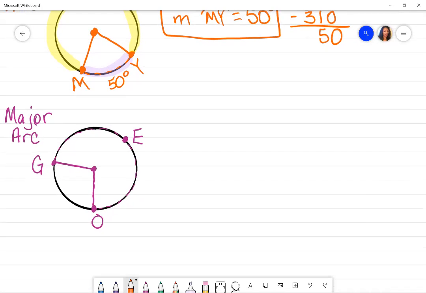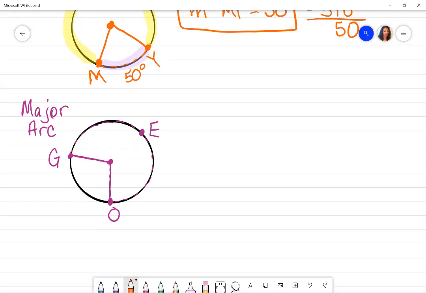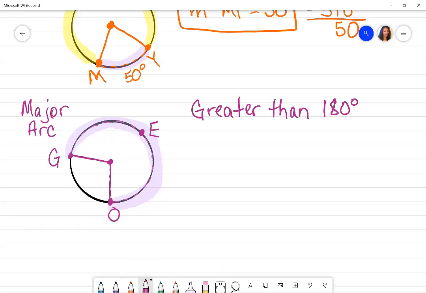Major arc, it's what I just highlighted in yellow in the last one. The major arc in this example you also want to notate with three letters, and the characteristic for this one is that it's greater than 180 degrees. So everything is based off of 180 degrees. It's either equal to 180 degrees, less than, or greater than 180 degrees. That's how you can determine whether it's a minor arc, major arc, or semicircle. And also by the way that it's named.